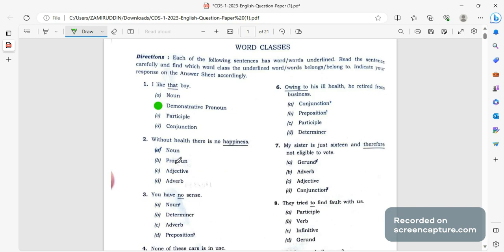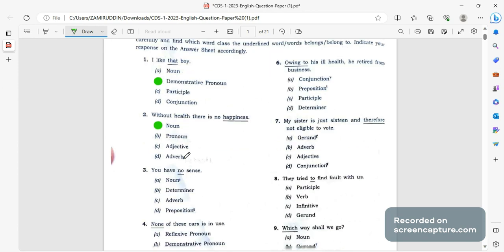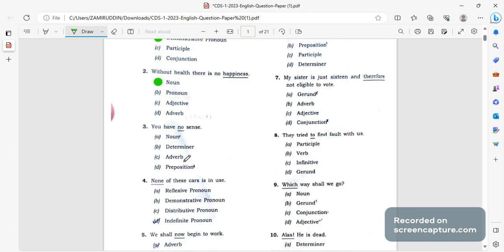Next, moving ahead to the second one. Without health, there is no happiness. So in this, happiness and health are interrelated. Without health, I cannot have happiness. So happiness is being used as a noun in the sentence. Next one, third: you have no sense. Sense is a noun, and "no" is determining what kind of sense. So determiner is the right answer for this third one.